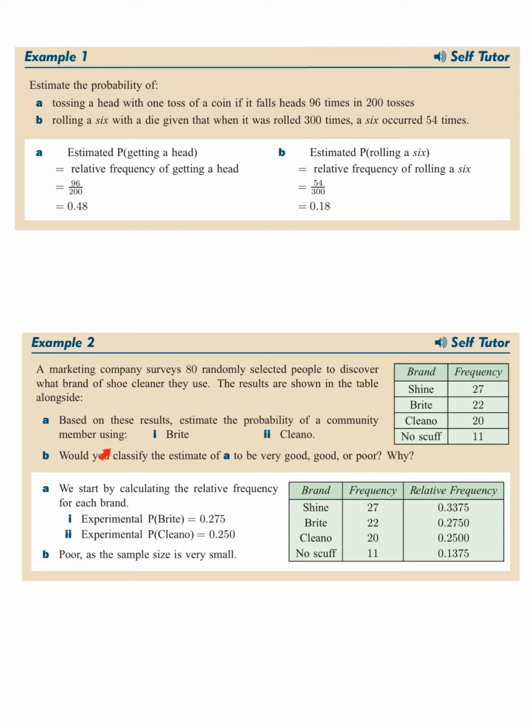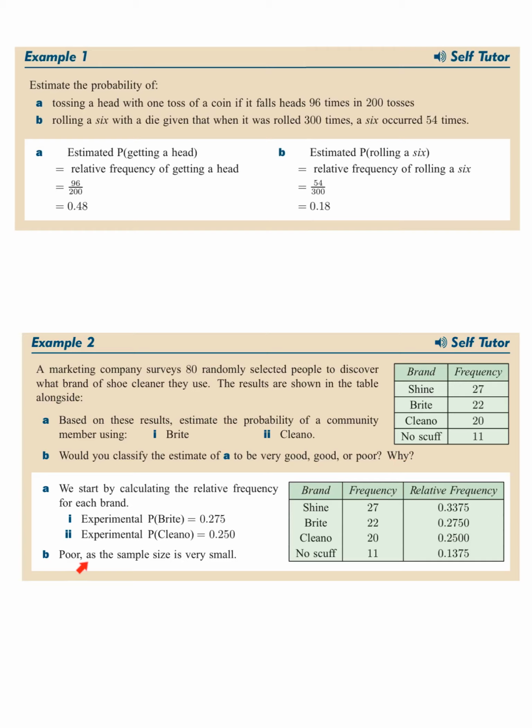Now the question was, estimate the probability of a community member using Cleano. So we interviewed the 80. Now we're going to say, well, a quarter of all the community choose Cleano. That's 0.25, right? A quarter. All right. So that's a good answer there. That's 20 over 80. Now here, would you classify the estimate of A to be very good, good, or poor?